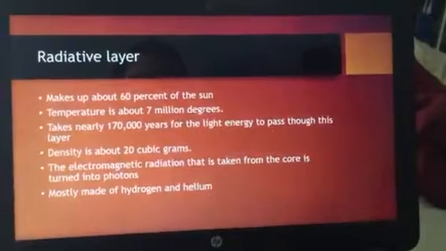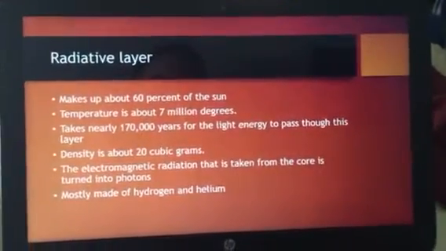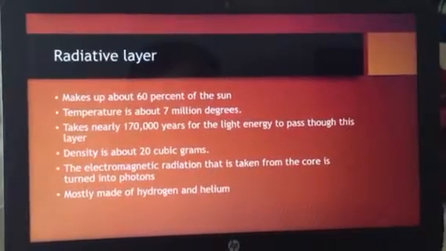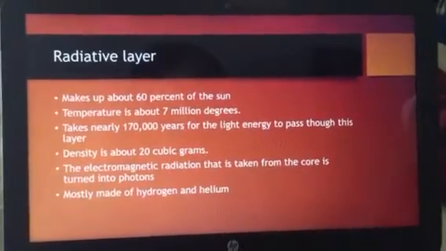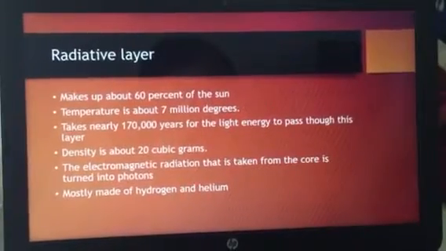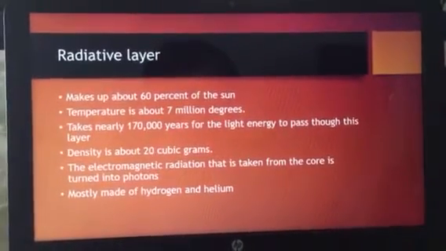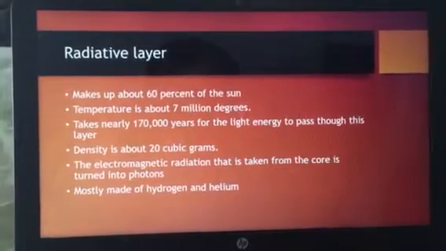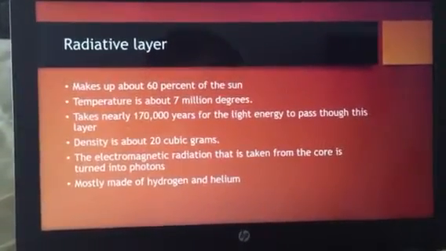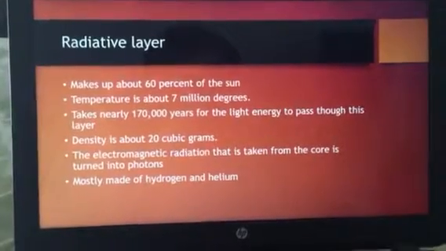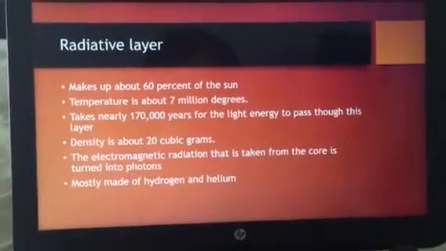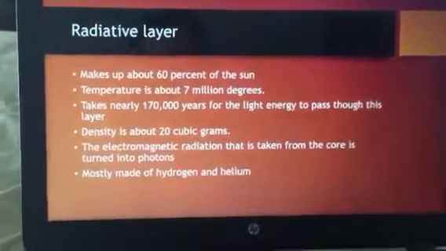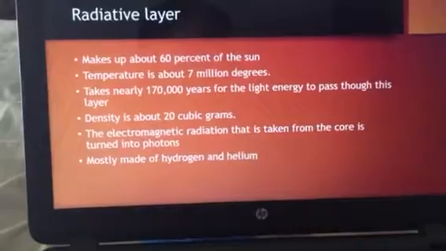Now if you think about it like this, the light that we are receiving right now was made back when the dinosaurs walked the earth. It's pretty interesting. The density of this layer is about 20 grams per cubic centimeter. It's cubed, sorry. Like most of the Sun, this layer is a gas filled with helium atoms and hydrogen atoms.